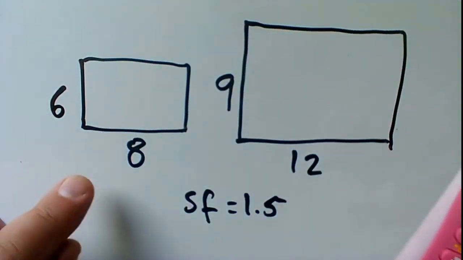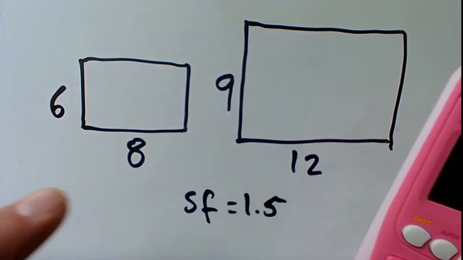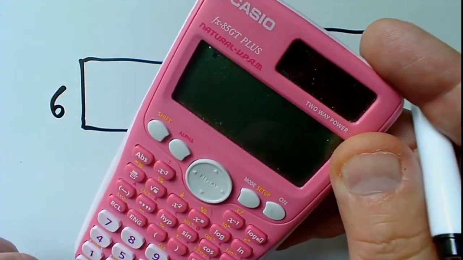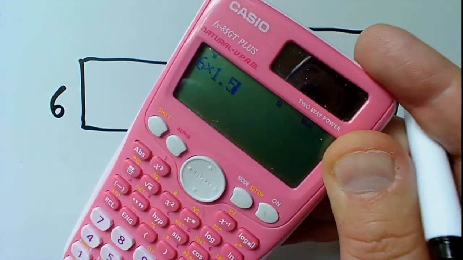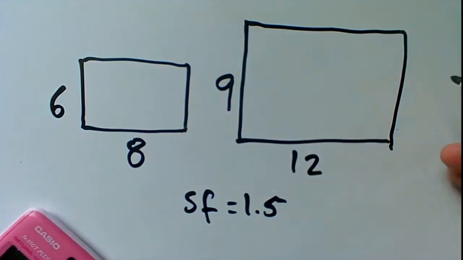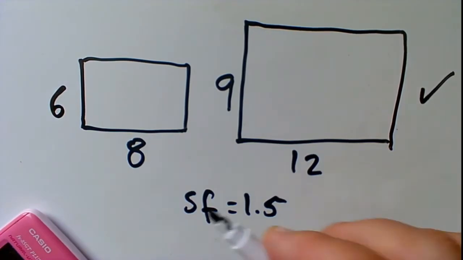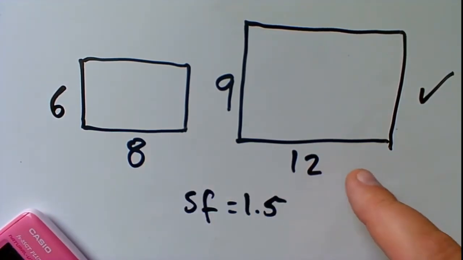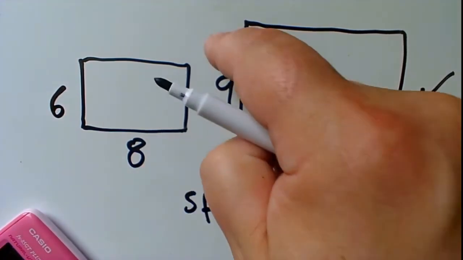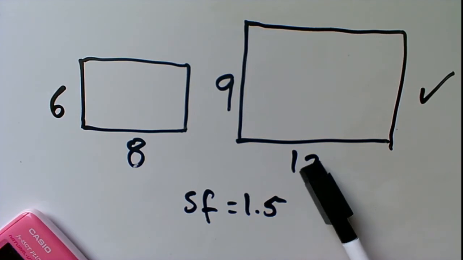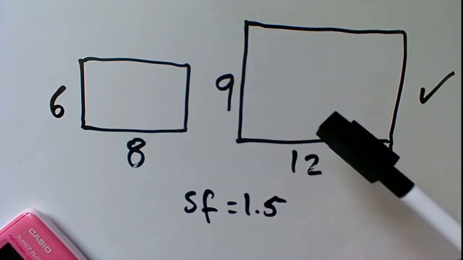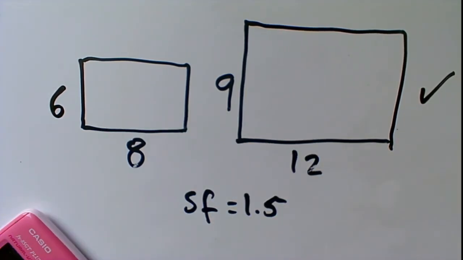Let's just check. 1.5 8s is 12, that's fine, but what about 1.5 6s? So let's put 6 times 1.5. And that's given us 9. So this is similar. I'm just checking. This side is 1.5 lots of 8. This 9 is 1.5 lots of 6. So that's all there is to it really. Find the scale factor on one corresponding side and then just check to see if it works with the other, and then you'll be able to say for sure whether two shapes are similar or not.